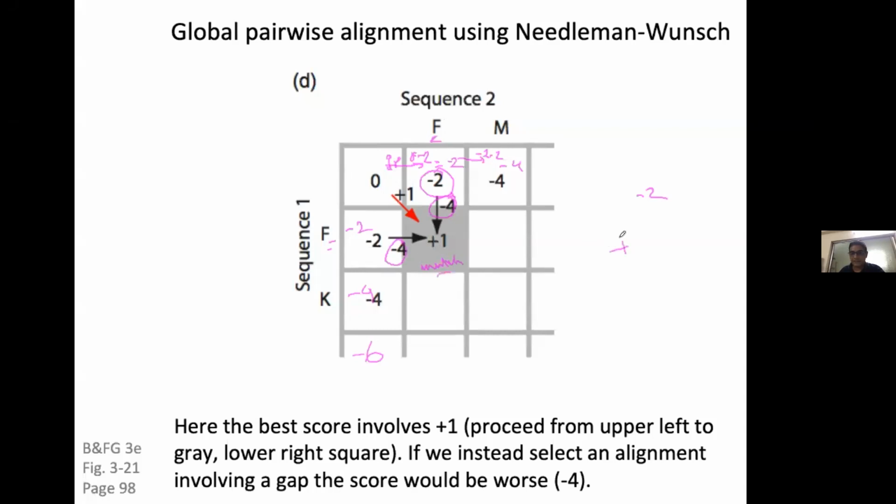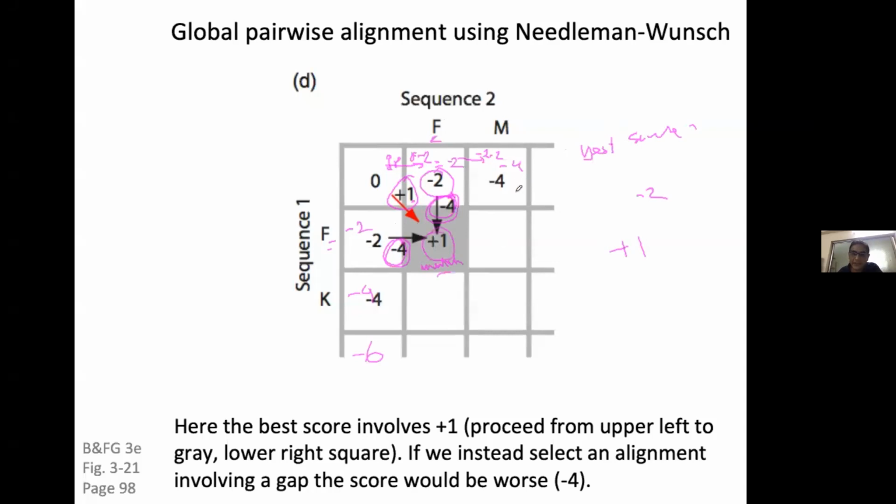So the score for a match is +1. So you had a 0 here, 0 add 1 is 1. So you're getting 1 from here, minus 4 from here, minus 4 from here. Among these three, you take the best score. So the best score among the three is 1.